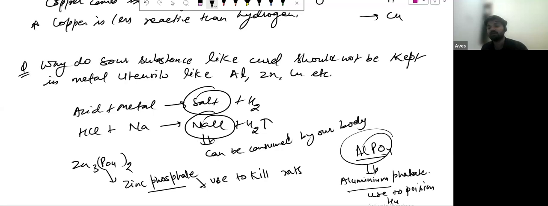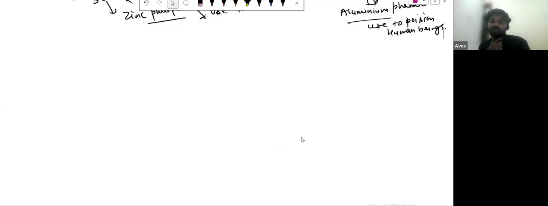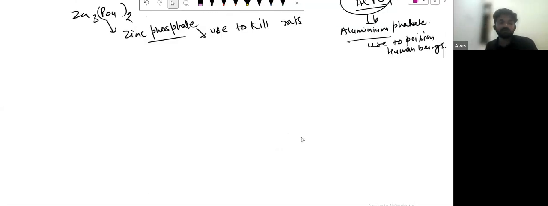Okay. So can we make this at home? We can make it, but why would you need to make this at home? No, this should not be done. Aluminium phosphate is also not found in the laboratory, because a student could use it accidentally and harm themselves. That's why this is not kept in the laboratory. Only those salts that are not poisonous are allowed in the laboratory.